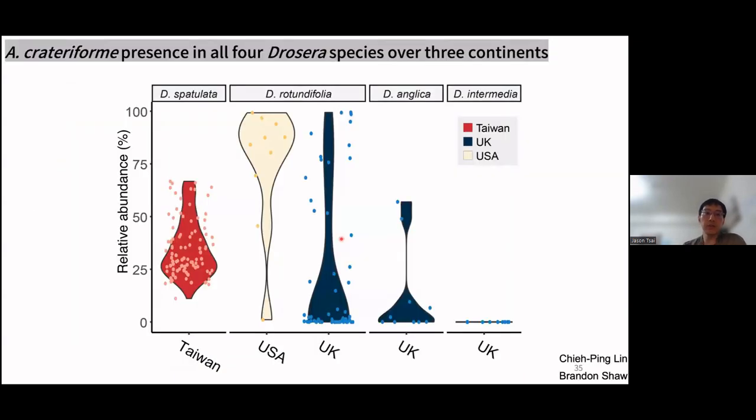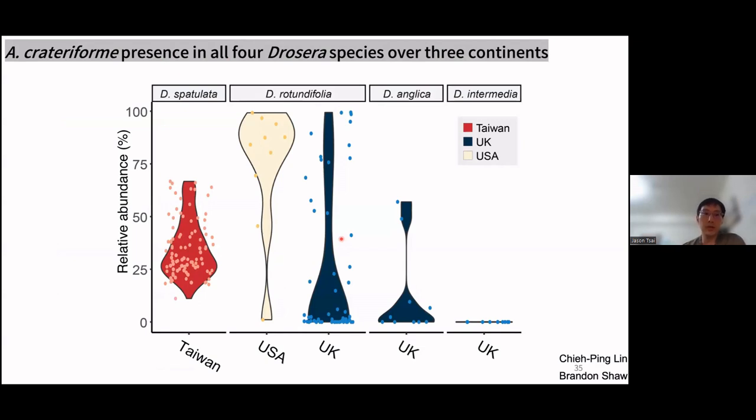And we discovered Aquodontium crateriforme is also a dominant fungus in multiple Drosera species outside of Taiwan. However, there are some variations in the UK and USA samples.